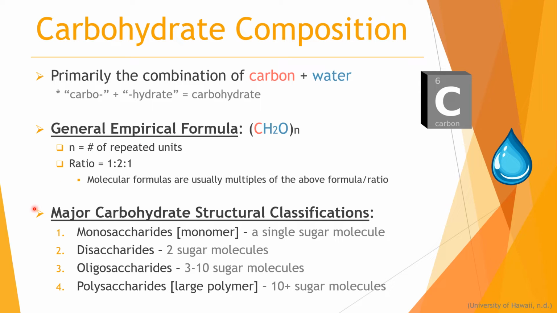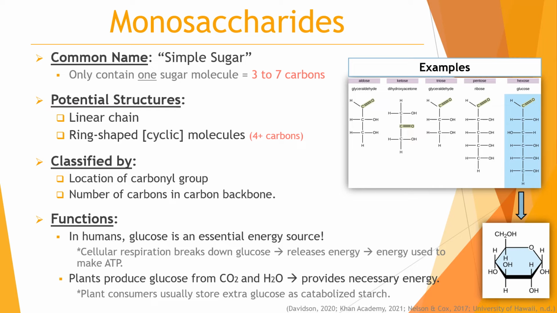Now, the major carbohydrate structural classifications, so there's types and then there's classifications. The classifications are actually based on the structure of the molecules, and that's where we get our monosaccharides or monomers, our disaccharides, our oligosaccharides, and our polysaccharides. So since those are our types of structural classifications for carbohydrates, we're going to start from the simplest and work our way up.